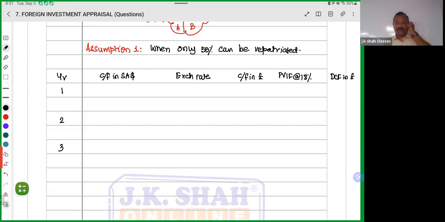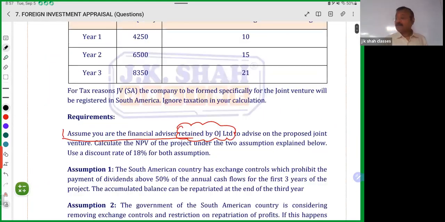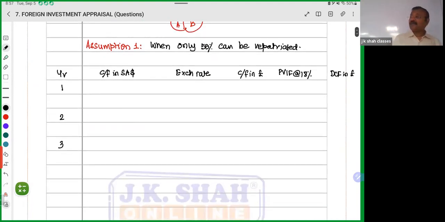Now, what will be the primary cash flow in year 1? How much? It's not 2,125. Divide that 2,125 by 2 again.